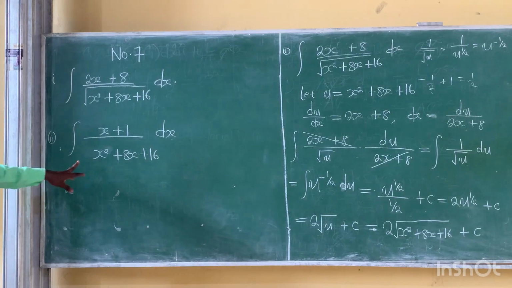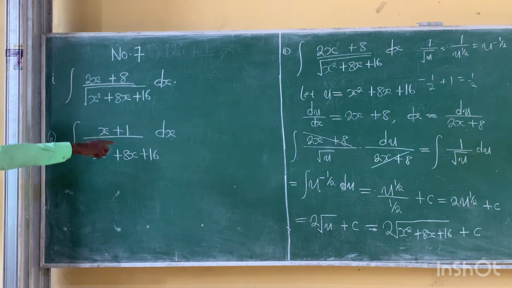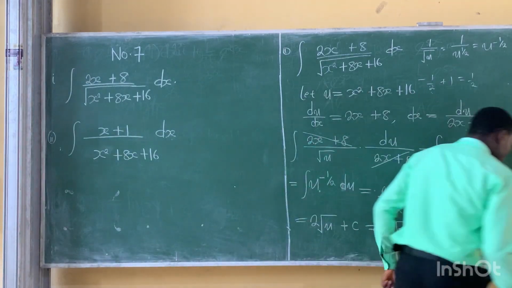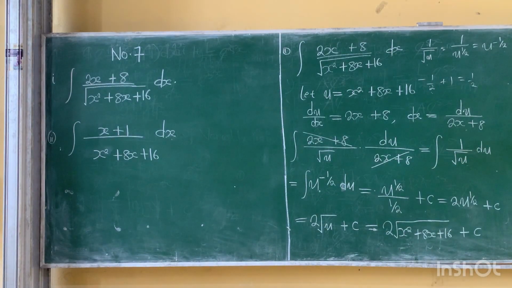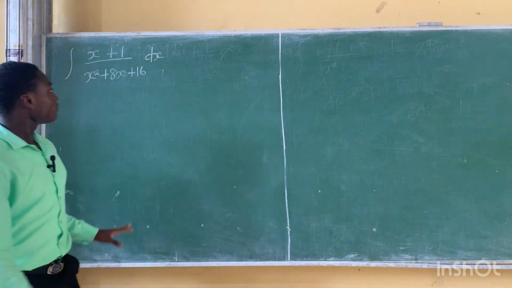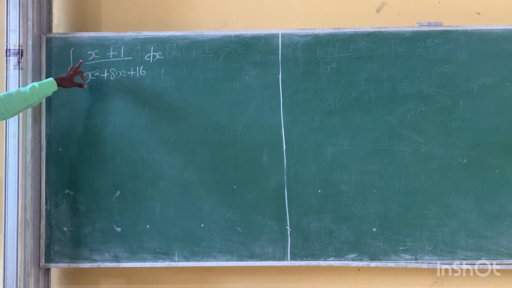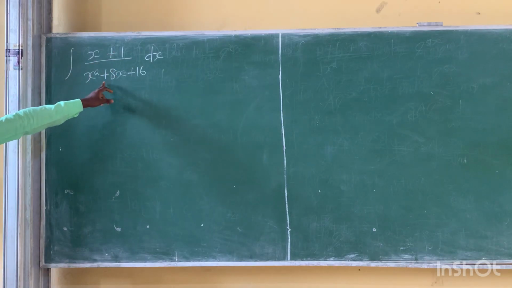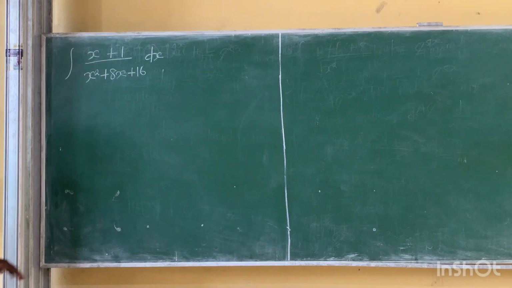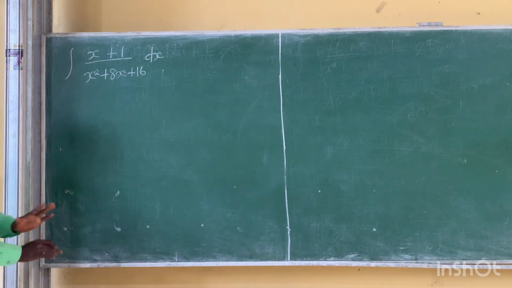So let's move on to the second part of the question, which is x plus 1 over x squared plus 8x plus 16. Let's see how we can solve that given problem. The question asks us to integrate x plus 1 over x squared plus 8x plus 16, all with respect to x. So the first thing we have to do here is to observe again.